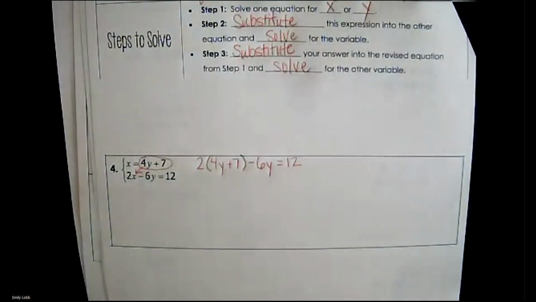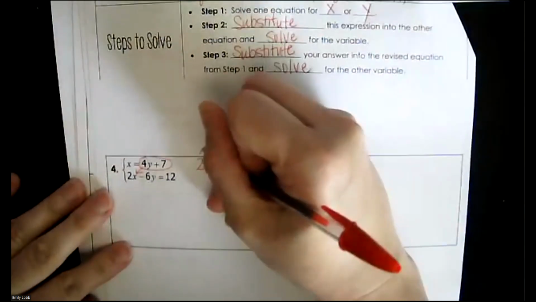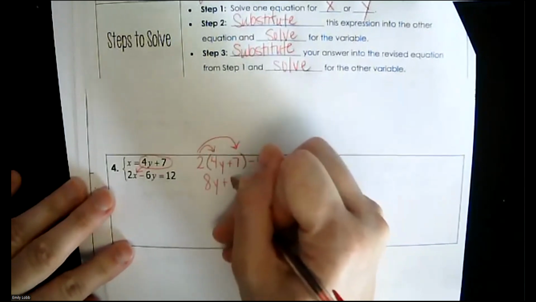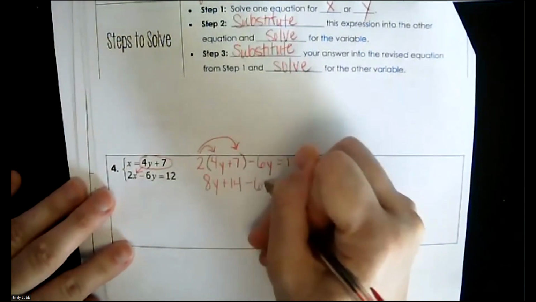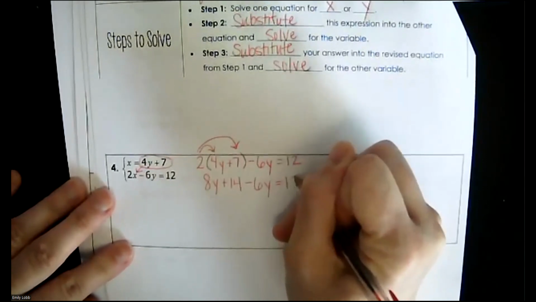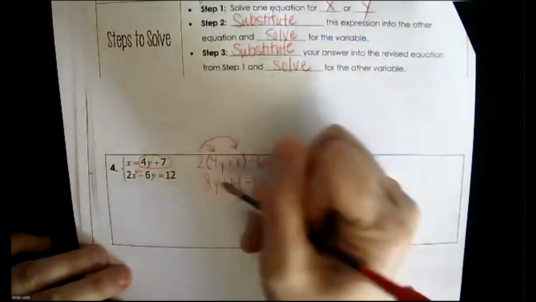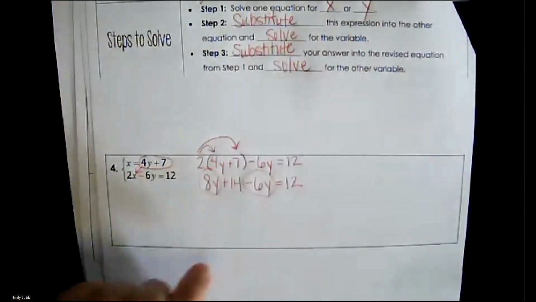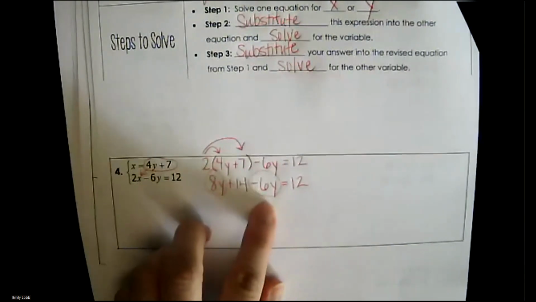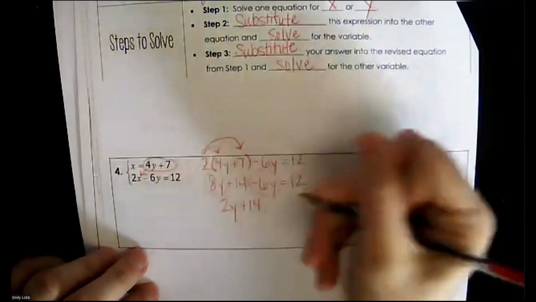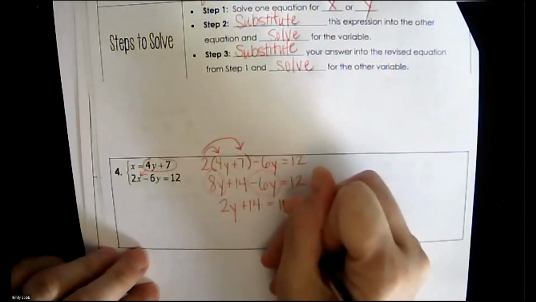So these are the type, like you did yesterday, where you're going to distribute, combine like terms, and then solve your 2-step. So you have to distribute your 2 through, so you end up with 8y plus 14 minus 6y equals 12. So in order to help us, we're going to combine our like terms. If we have 2 y terms, we can combine them. So 8 minus 6 gives us 2y, and then we bring down that plus 14, the equals and the 12.